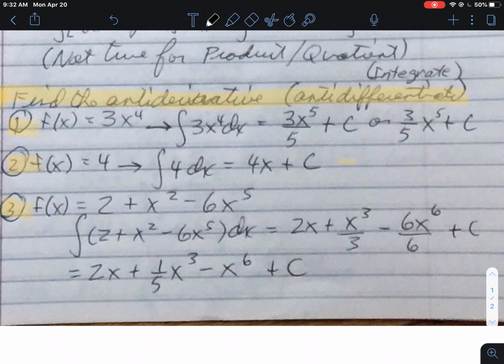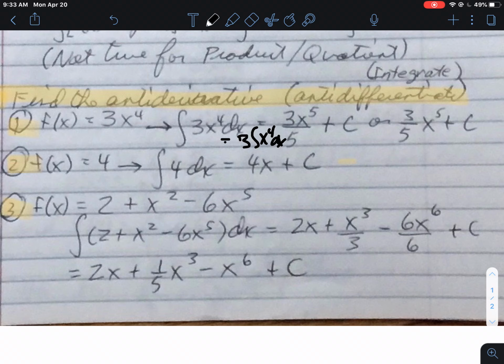So 3x to the fourth is a basic power function. It's the integral of 3x to the fourth. I'm going to increase the exponent by 1 and divide by the new exponent. Now notice again, the constant 3 doesn't really come into play. I could just as easily write this as 3 times the integral of x to the fourth dx, right? So that's that constant multiple rule, that if you have the integral of a constant times a function, I can rewrite that as the constant times the integral of the function, and then I integrate the function normally.